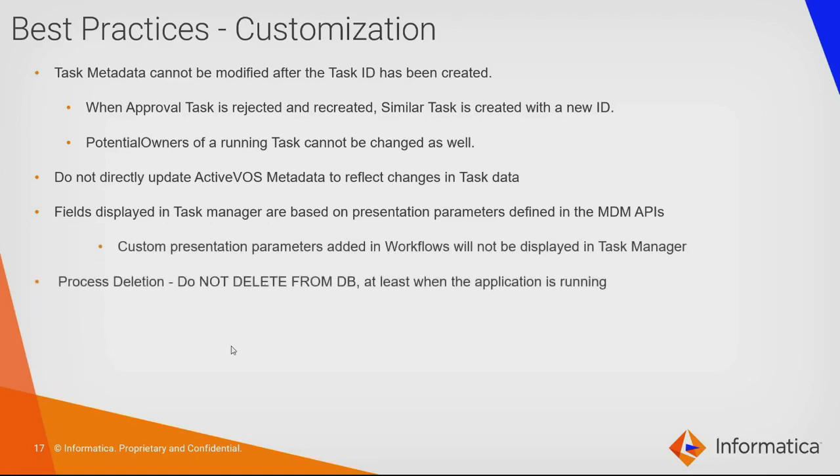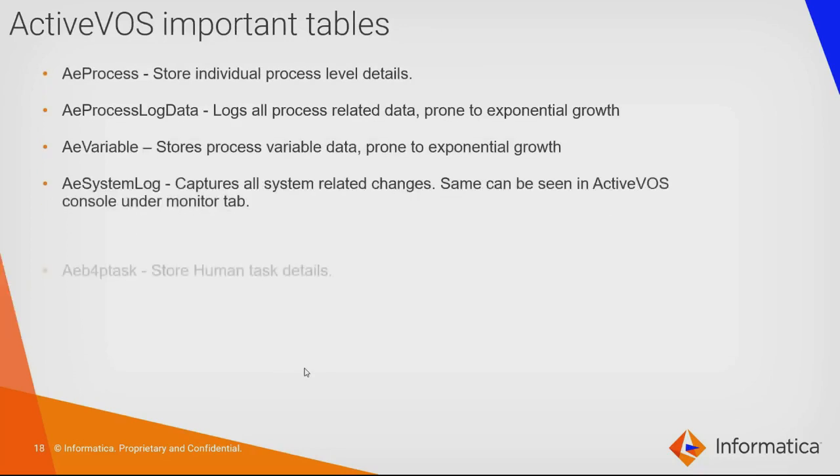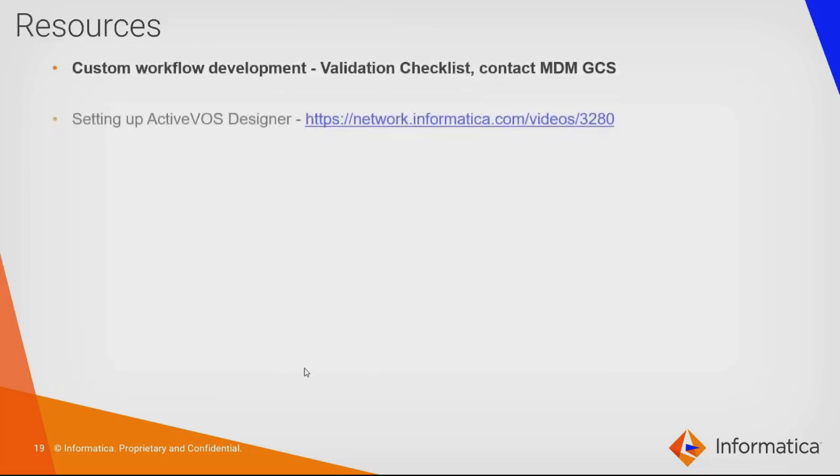For process deletion, if you do want to do some housekeeping activities, do not delete directly from the database, at least when the application is running. We do recommend to use the terminate API instead. So here's a list of some of the ActiveVOS tables that you can use going forward and the other resources.